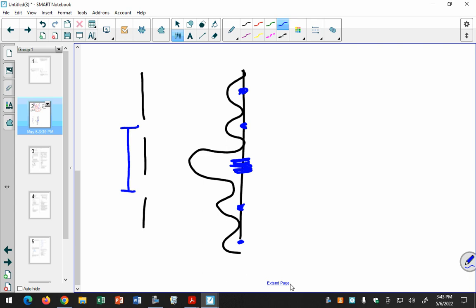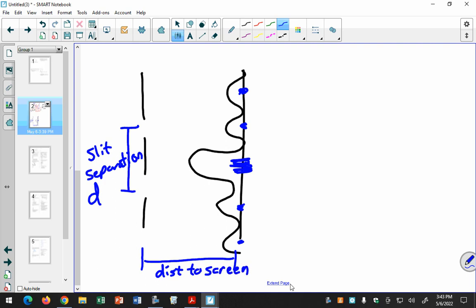This distance is the slit separation. That's d. This distance is the distance to the screen. That's how I describe it in the words. And that is the distance L, we call it on the equation sheet. This is the order number. This is m = 1, m = 2, etc., on and on, m = 3, m = 4, it goes up. This is also m = 1, m = 2. That's our order number.